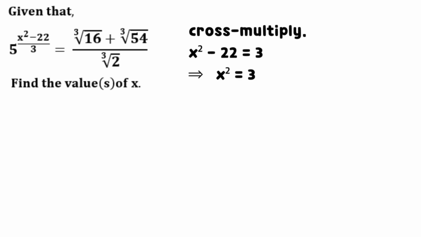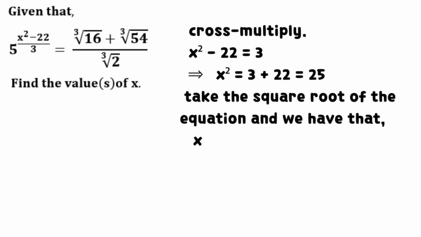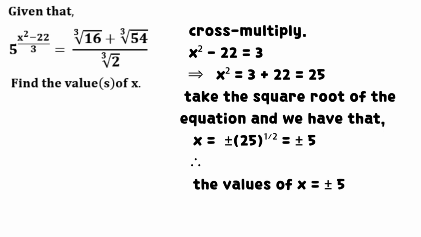Cross multiply. The square of x minus 22 all divided equals 3. It follows that the square of x equals the sum of 3 and 22, which equals 25. Take the square root of the equation and we have that x equals plus or minus the square root of 25, which equals plus or minus 5. Therefore, the values of x equals plus or minus 5.